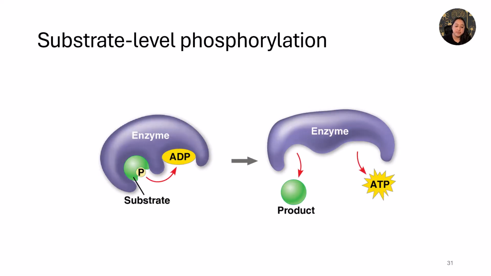So here's just a picture. There's an enzyme. It'll take a substrate and then slap a phosphate group onto ADP, making ATP. So that's how some ATP is made in glycolysis and the citric acid cycle. But at the end, when we do oxidative phosphorylation, that's a different mechanism. And we'll talk about that when we get there in part 2.